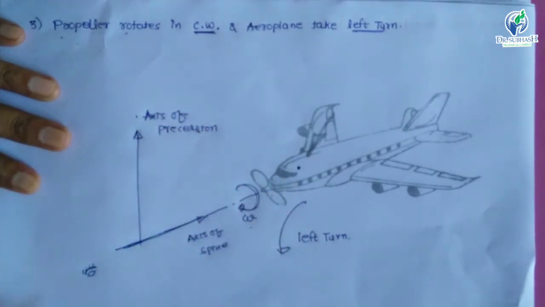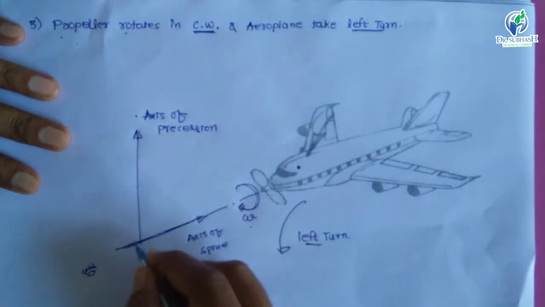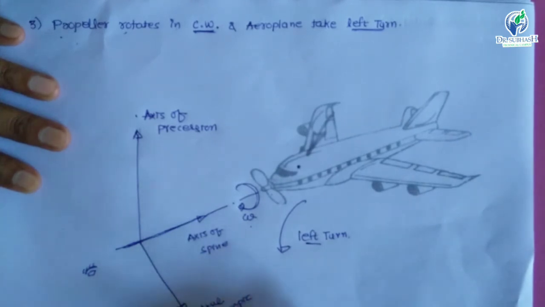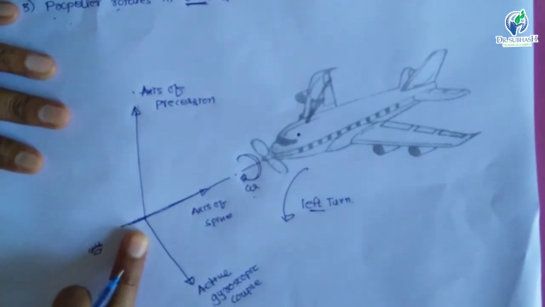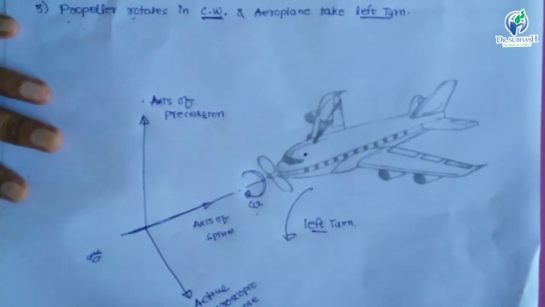So axis of precession is always at right angle to the axis of spin. Now our aeroplane is taking left turn, so in this direction at right angle, this is the active gyroscopic couple. This vector represents the active gyroscopic couple.